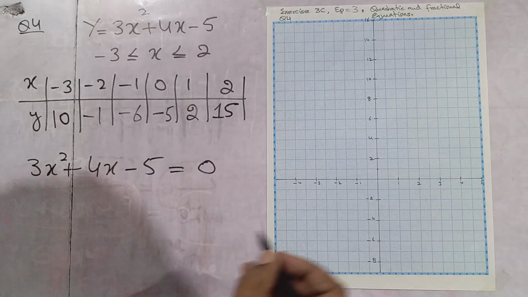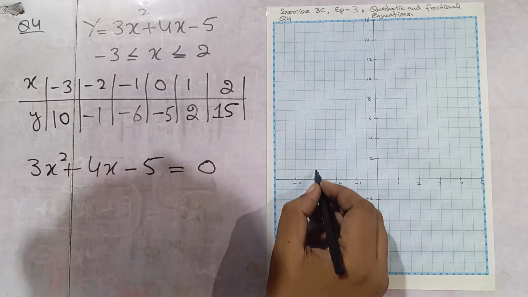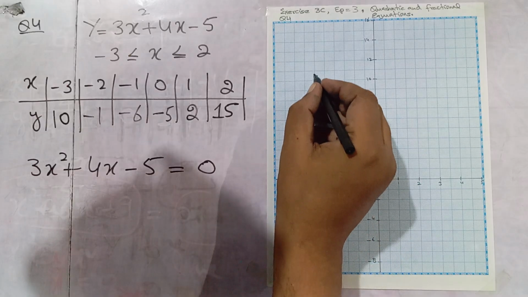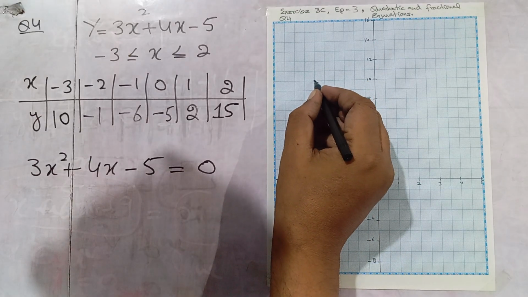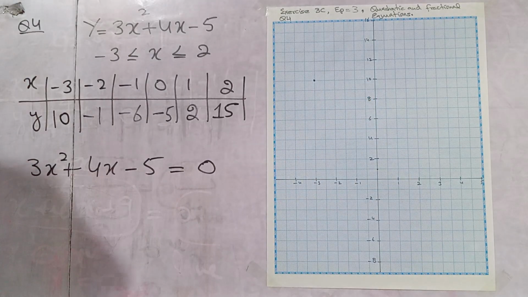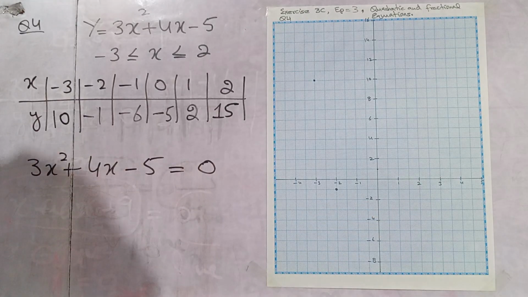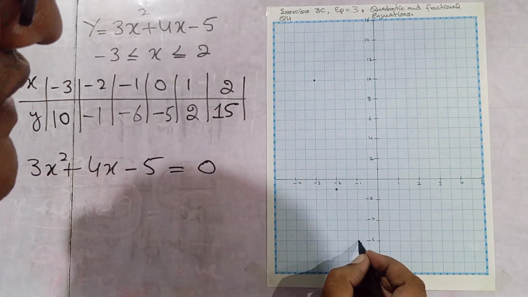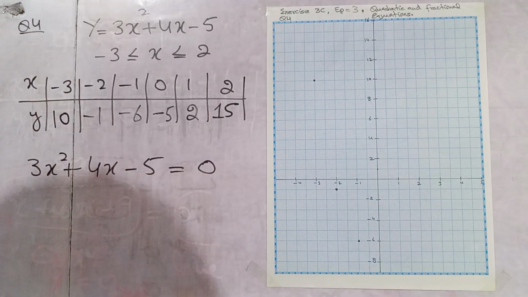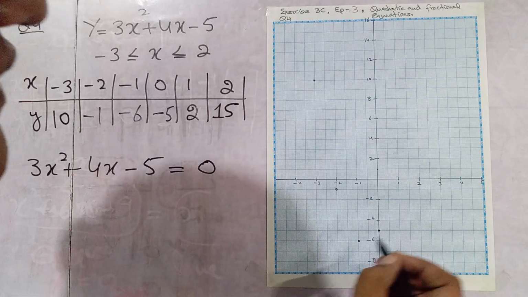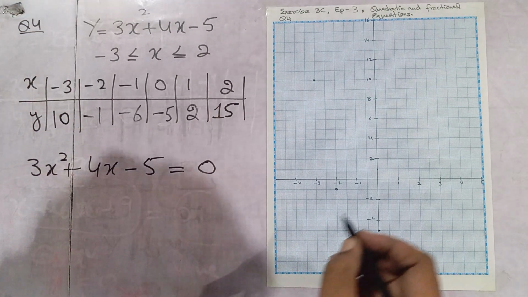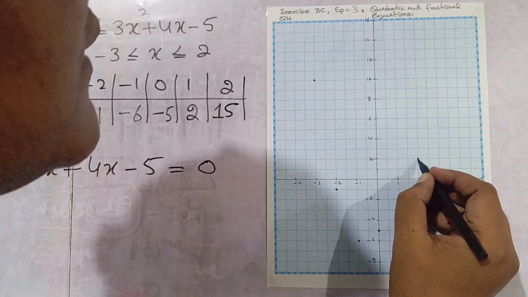At -3 it is positive 10. Where is the positive 10? This is it, and at -2 it is -1, so it is here. At -1 it is -6, so it's here. At 0 it is -5, so that point is here. At 1 it is 2. That point is here.